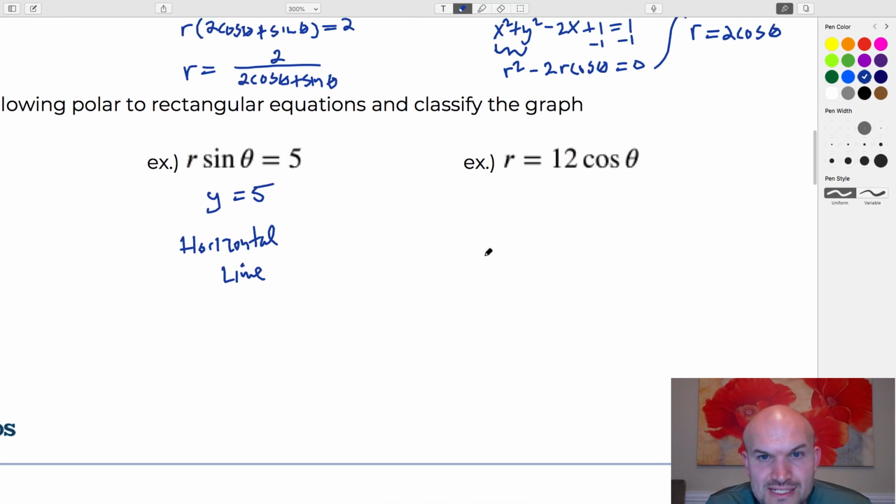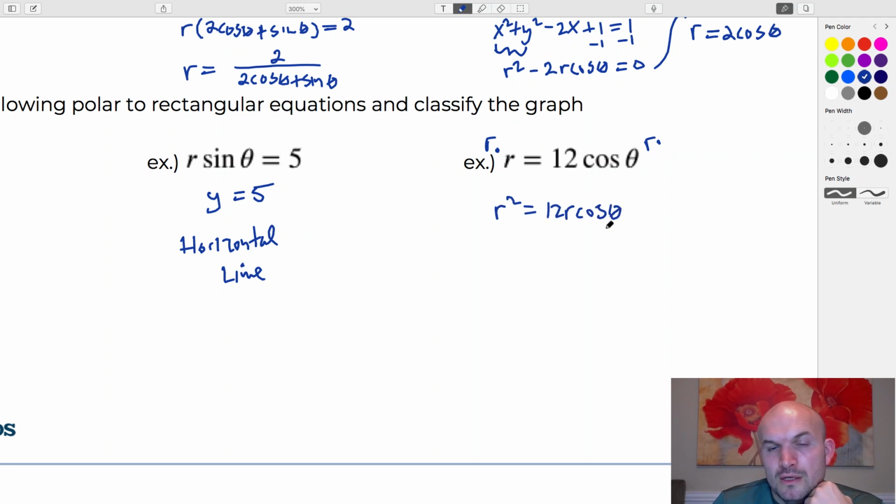All right, and the last one here, guys, is r equals 12 cosine of theta. So squaring them is not going to work. I don't have an r times the cosine of theta. However, if I multiply both sides by r, and I just put the r in between the 12 and the cosine, I get r squared is equal to 12r cosine of theta. Well, r squared is x squared plus y squared is equal to 12x.